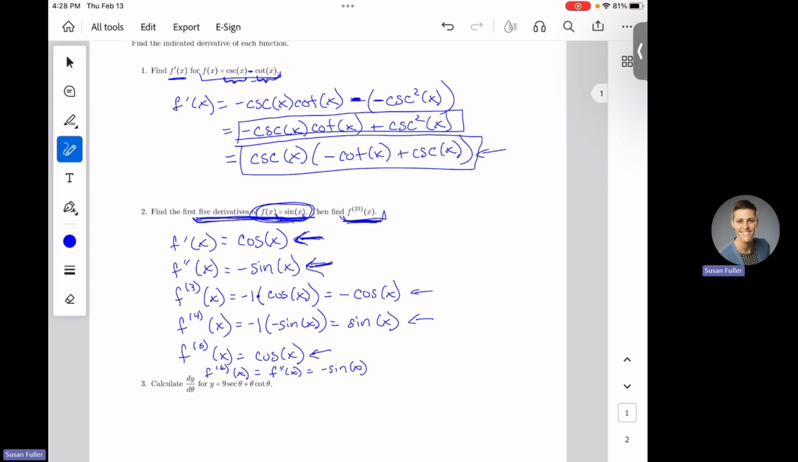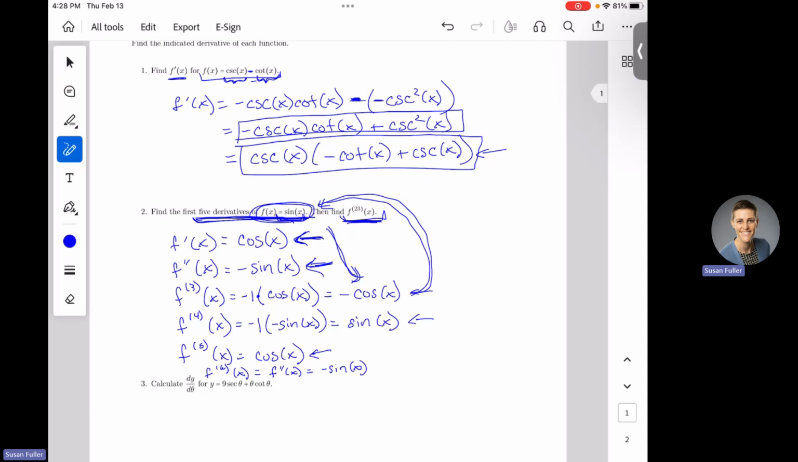Because it's a loop, right? I'm going to go from here back up to my original, and then I'm just going to keep going through this loop as many times as I need to, right? That pattern is going to go again. So really, there's a couple of ways to think about this.